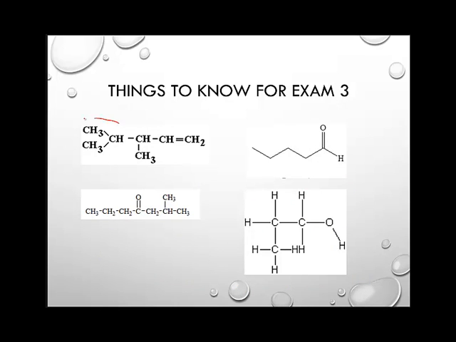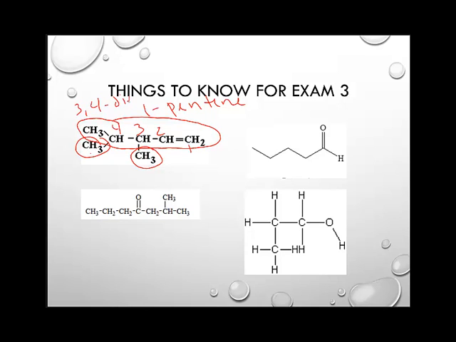Find the longest chain. 1, 2, 3, 4, 5. So that's pentene. The double bond is on the 1st carbon. We have a methyl group here and a methyl group here. 2, 3, 4. So 3, 4, because there's 2, dimethyl.